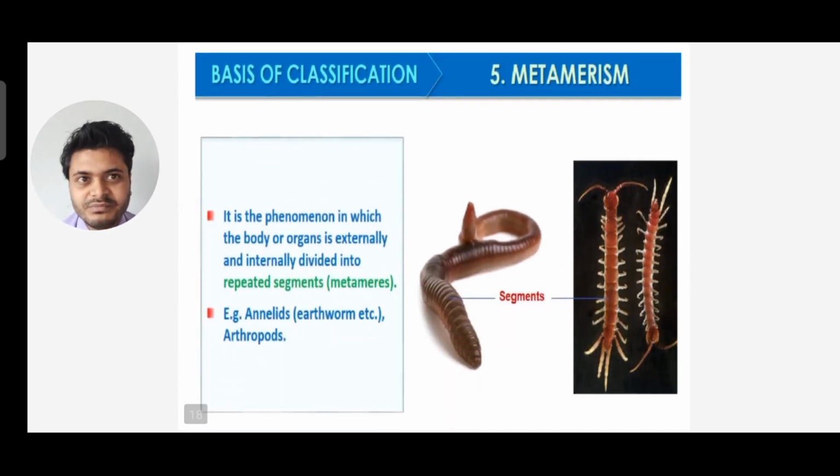Now the fifth basis of classification is metamerism. What is metamerism? You can see metamerism in Annelida. It is a phenomenon in which the body or organ is externally and internally divided into repeated segments. These are called metamers. Example, we can see in annelids, that's earthworm, and arthropods.